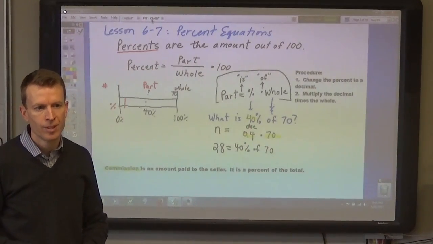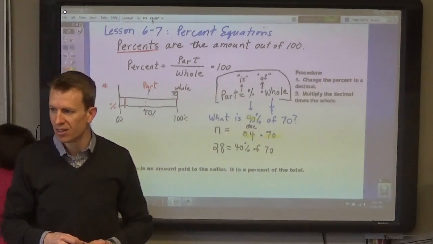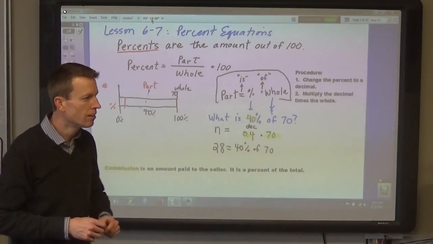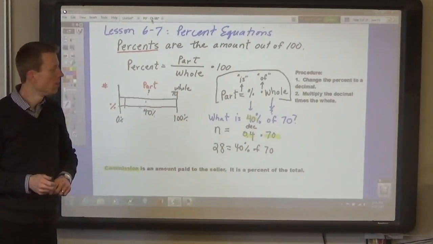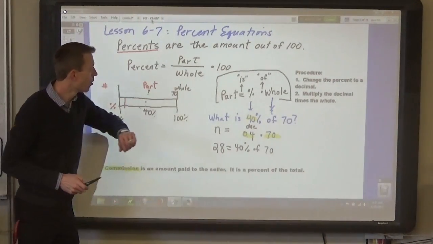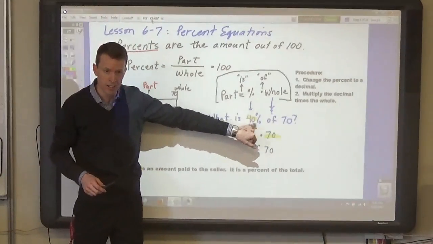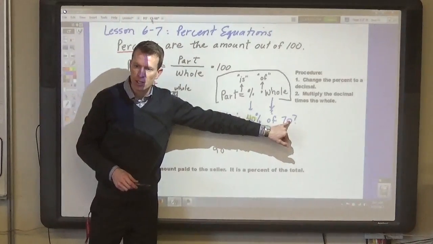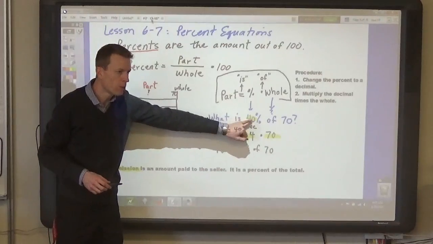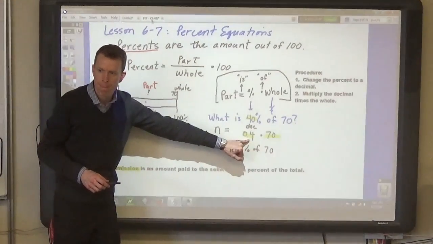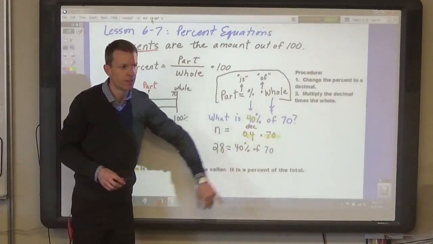How do you convert a percent to a decimal? Percent divided by 100. And how do you divide by 100 without a calculator? Move the decimal place two places to the left. Yep, two places to the left. So if we're working with a question like this, what is 40% of 70? Using this equation, we can convert 40% to 0.4 and then multiply it by the whole number, 70.